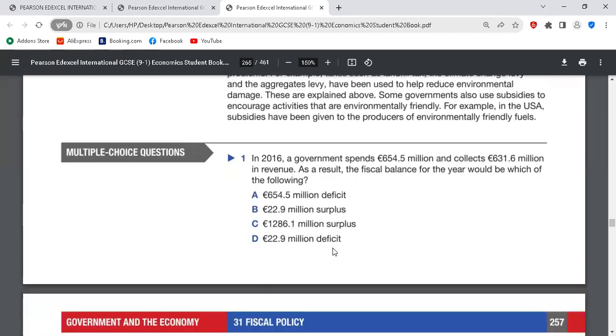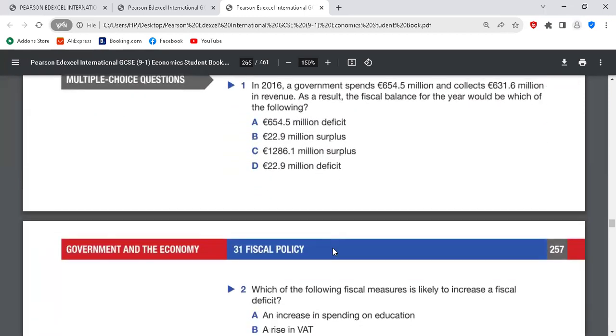Okay, we'll go to the activity, the MCQ. In 2016, a government spent 654.5 million and collects 631.6 million in revenue. As a result, the fiscal balance of the year would be which of the following? You have to know the formula. It is government revenue minus government spending. So government revenue is 631.6. Government spending is 654.5. So what's the formula?